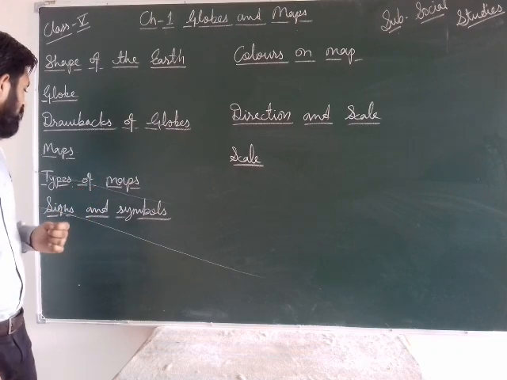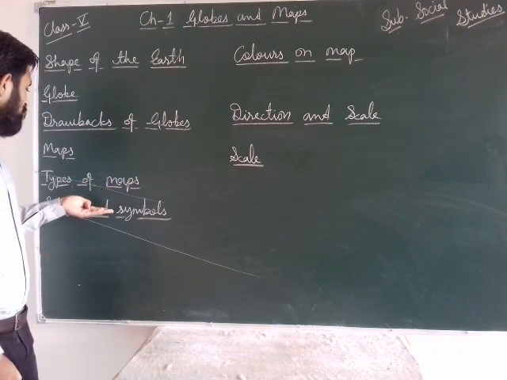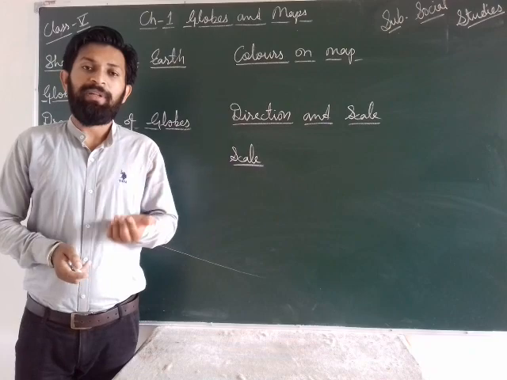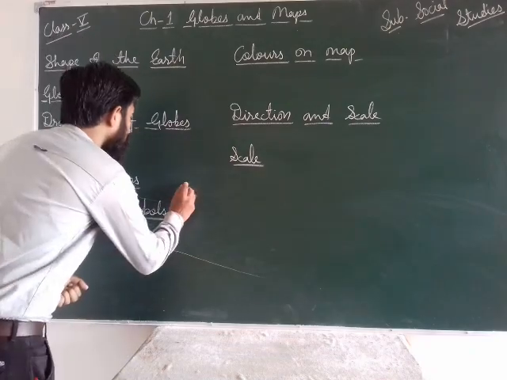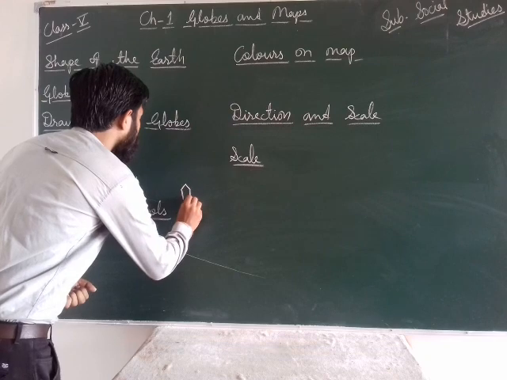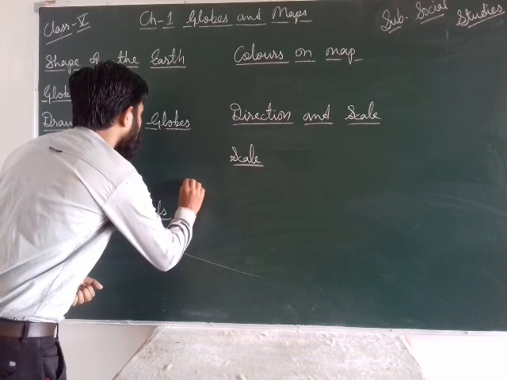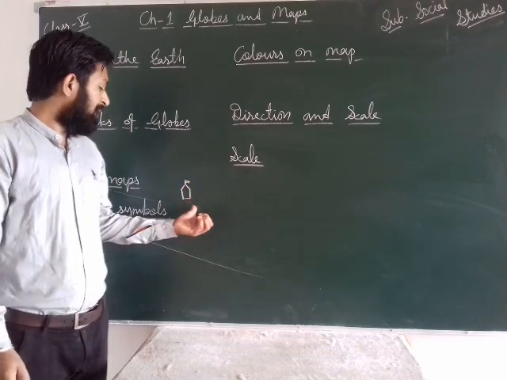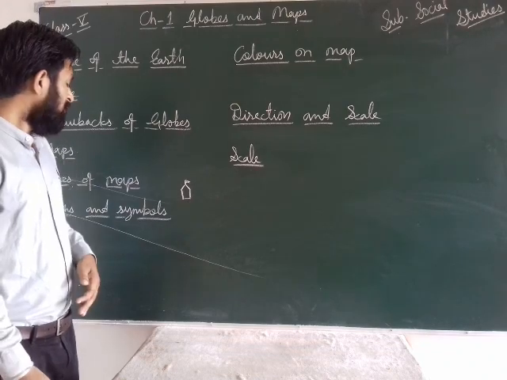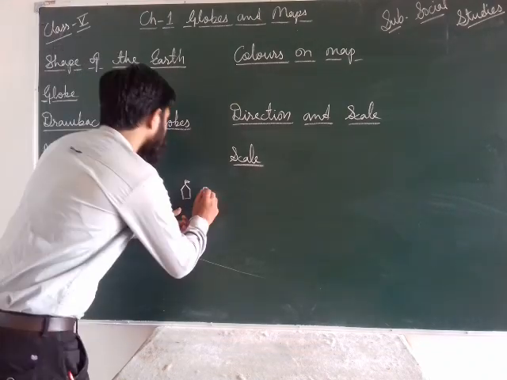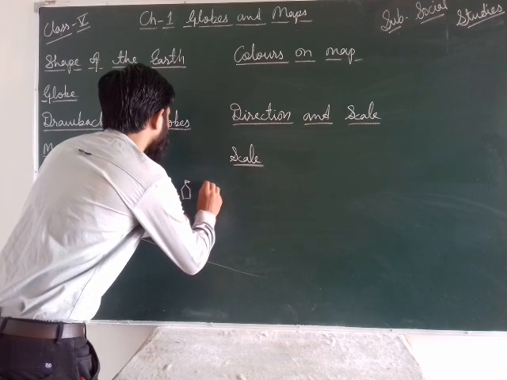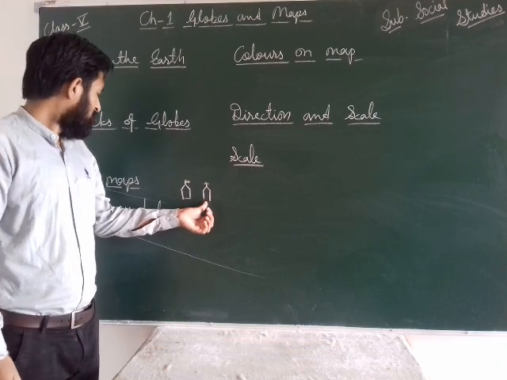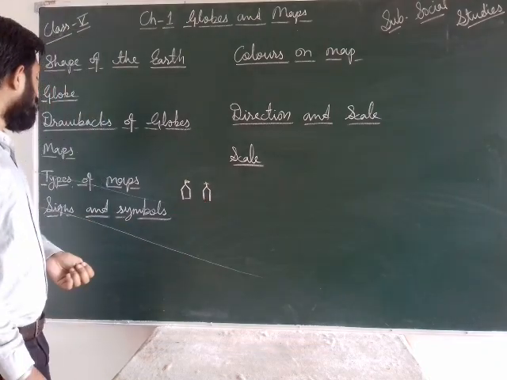And signs and symbols. With signs and symbols, you can represent an important thing. Like if you want to represent a temple on a map, then you can draw that type of symbol, and everyone can understand it is a temple. If you want to represent a church, then you can draw that type of symbol, and anyone can understand that's the church. Many types of signs and symbols are also used on maps.